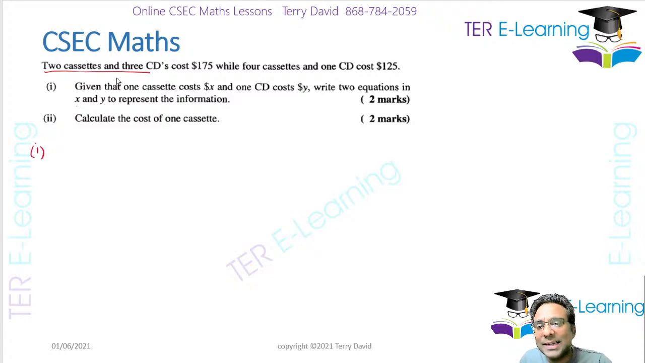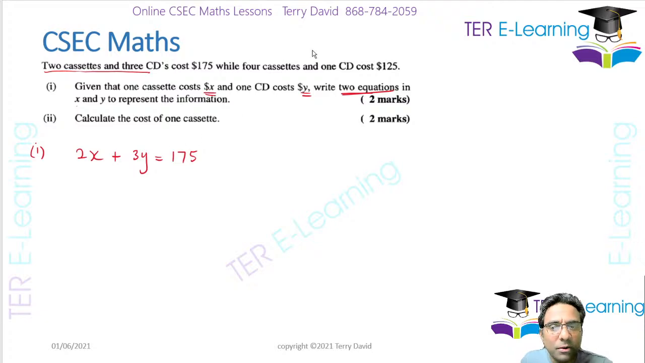So you said 2 cassettes and 3 CDs, right? Now the cassette is costing X dollars and the CD is costing Y dollars. So if it's 2 cassettes, it's going to be 2X, right? Plus the cost of 3 CDs, which will be 3Y, right? And that cost is $175. So this is my first equation. The question said write 2 equations. I've just written one using the information that they've given to us.